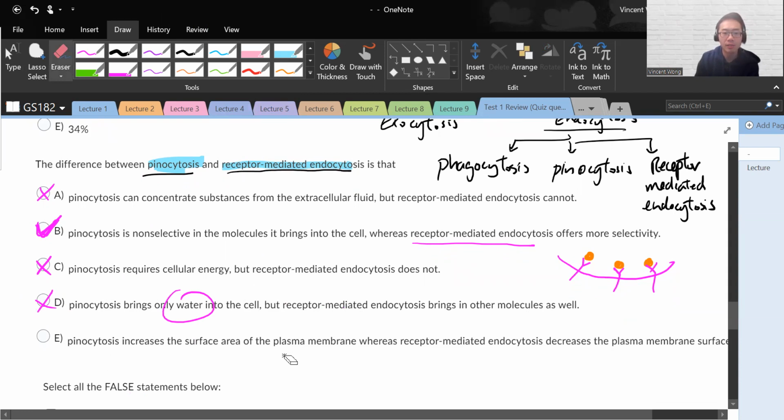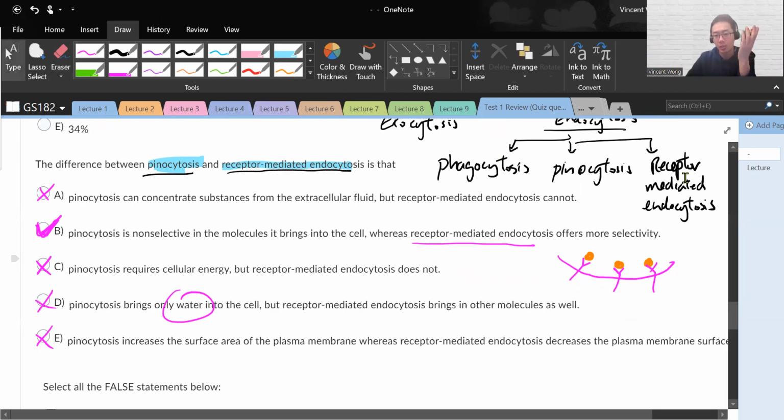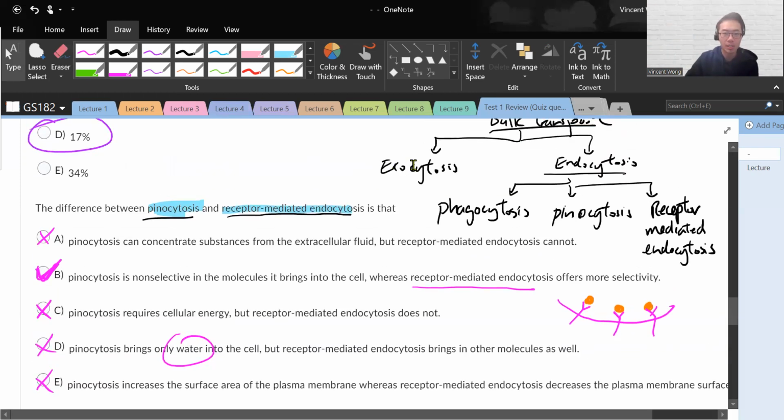Pinocytosis increases the surface area of the plasma membrane, whereas the other one decreases the surface membrane. That's not true, because for both of them, you are bringing things in, and when you bring things in, you are taking a slice of the membrane to make it into a vesicle, right? So regardless of whether you're doing phagocytosis, pinocytosis, or receptor-mediated endocytosis, all of them will decrease the surface area of the plasma membrane. The only one that will allow you to add things to the cell membrane to make it bigger is exocytosis, which is in a completely different category.